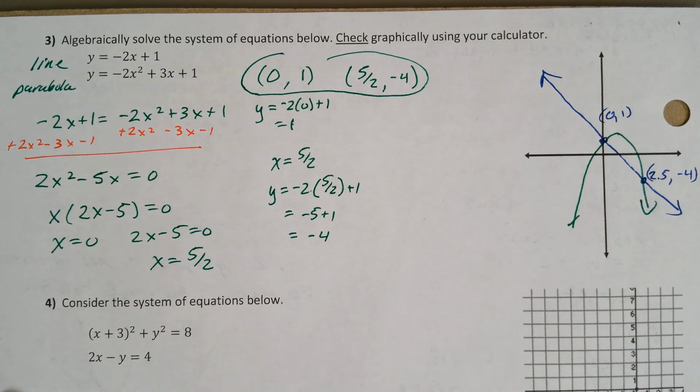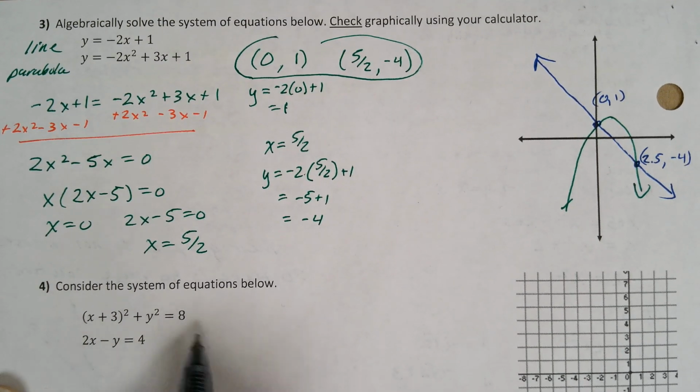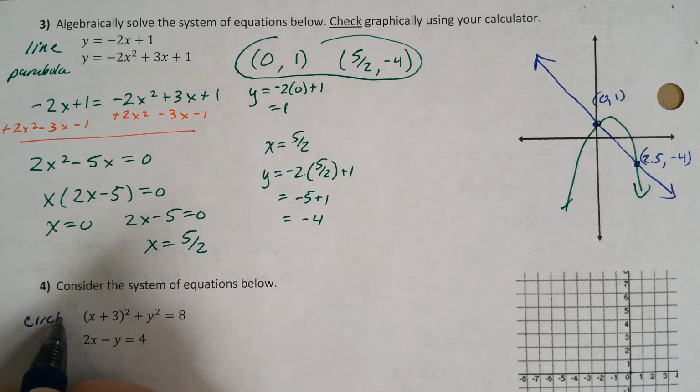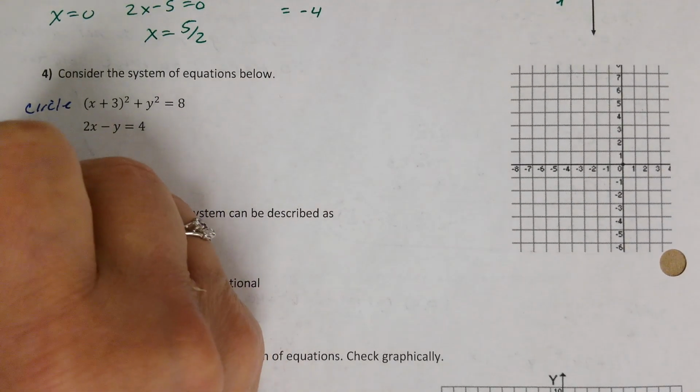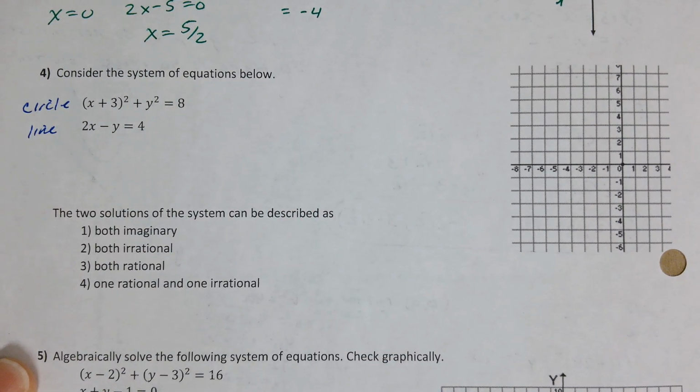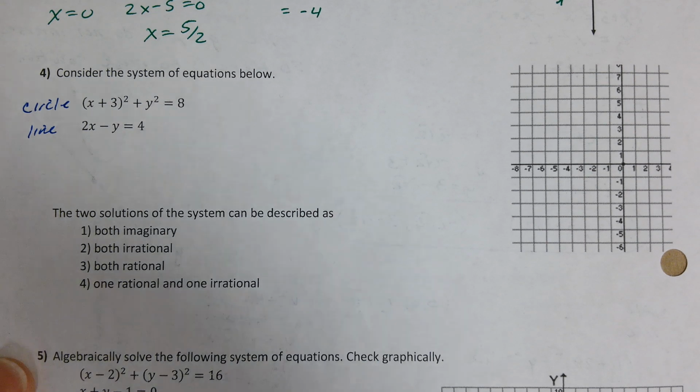Consider the system of equations below. Here we have a circle and a line. The 2 solutions of the system can be described as, okay, the circle and the line.